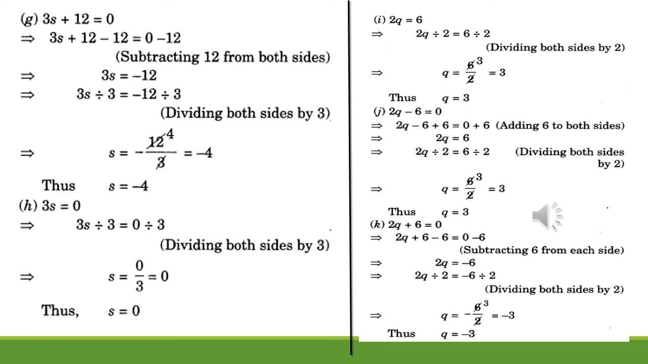Part I, 2q is equal to 6. So we are dividing by 2. 2q divided by 2 is equal to 6 by 2. Q is equal to 3.